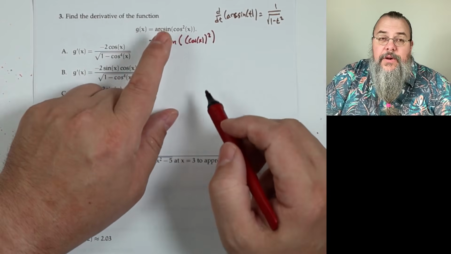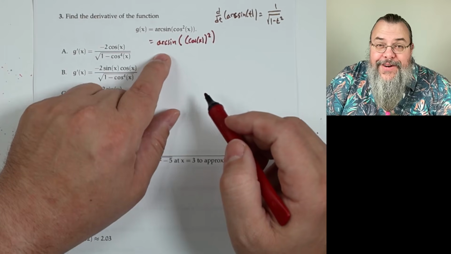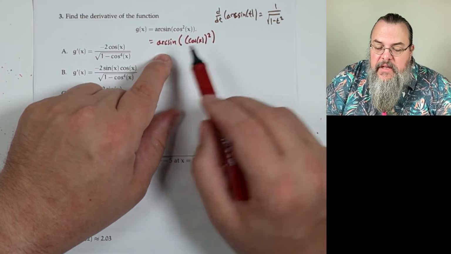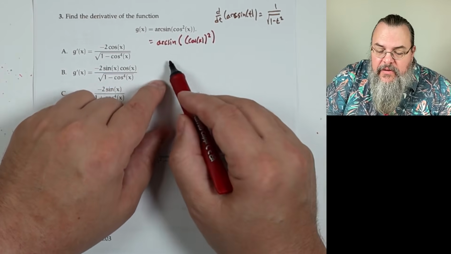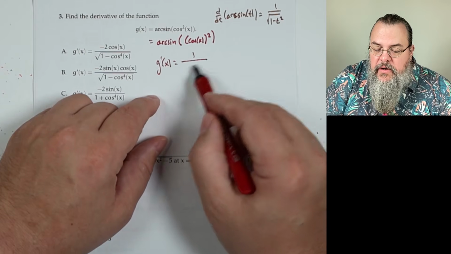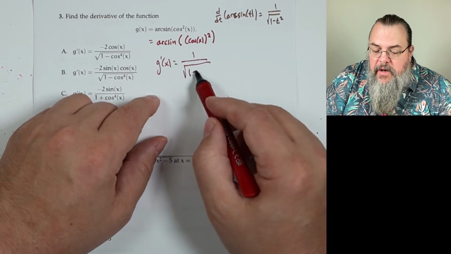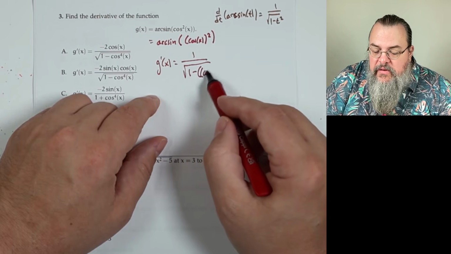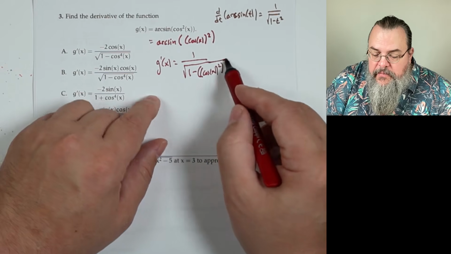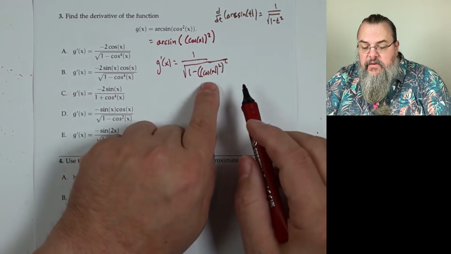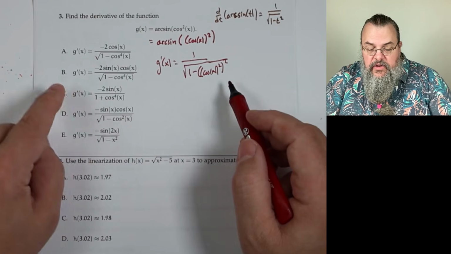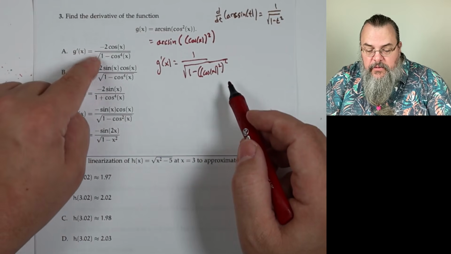So, start with the derivative of the outermost layer. Derivative of arcsine, 1 over square root of 1 minus the inside squared. So, g prime will look like 1 over the square root of 1 minus this cosine of x squared squared. And if you take that cosine squared squared, this is really cosine to the 4th x. So you should have square root of 1 minus cosine to the 4th x.